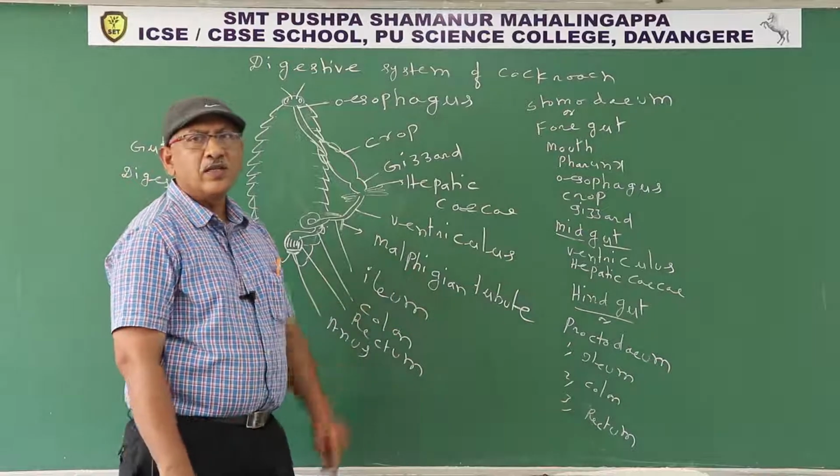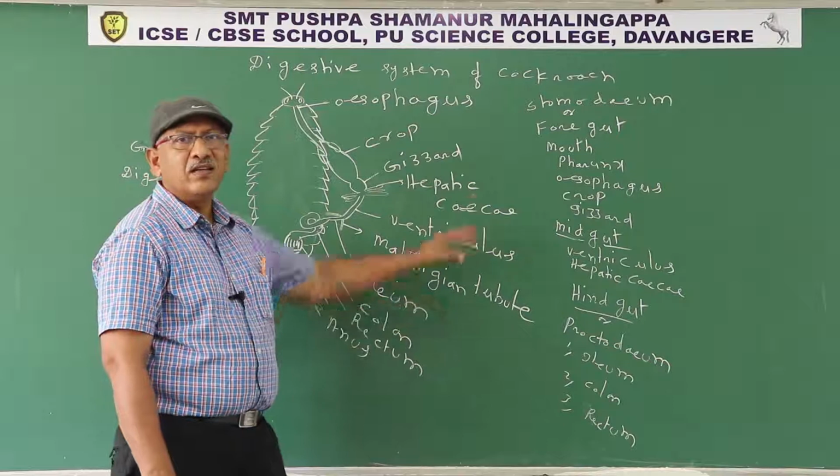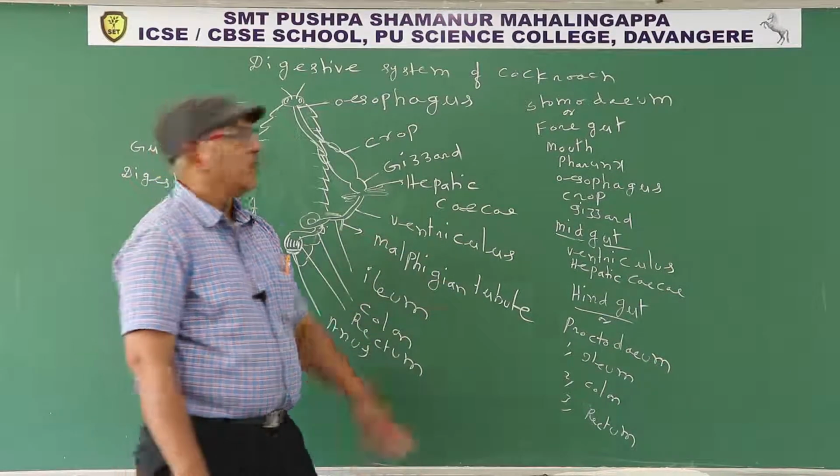Why are they known as germinal layers? Various organs are developed from these three layers of the embryo. That's why they are known as germinal layers.